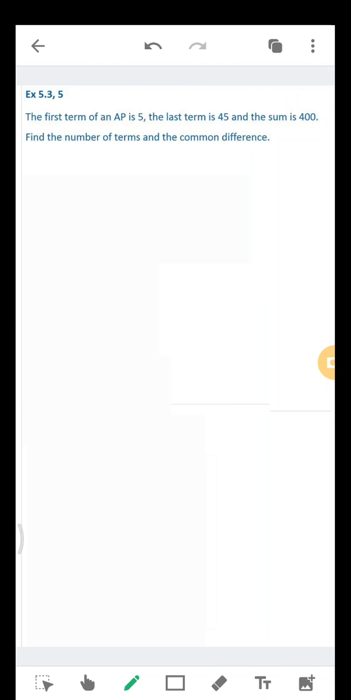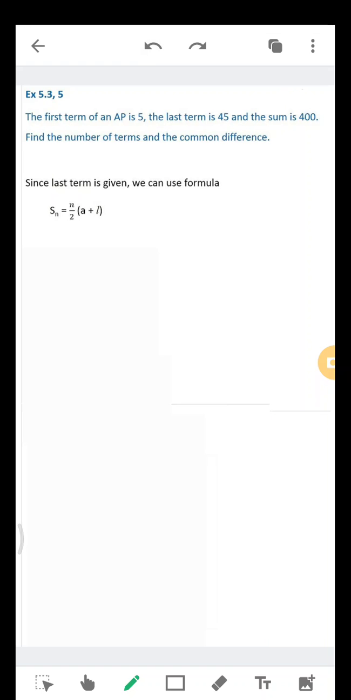In this question he has given the first term of an AP. The first term of an AP is given as 5. The last term, that is l, is given as 45, and the sum is given as 400. So we have to find the number of terms and the common difference, that is, we have to find n and d. Let's continue with what is given.